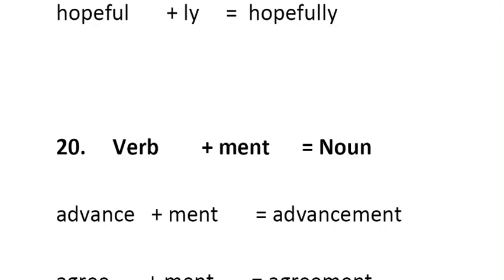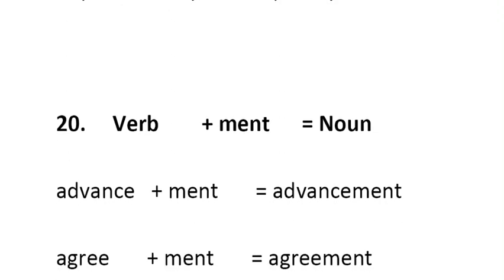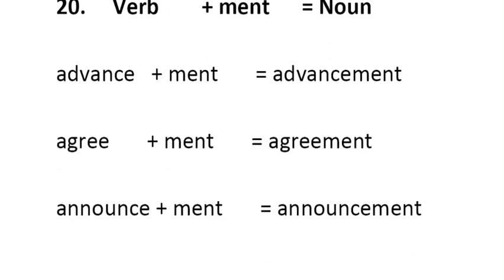Next it comes verb plus ment. Ment is a suffix, so it is added with verb. So if it is added with verb, then it becomes noun. Advance plus ment, advancement. Agree plus ment, agreement. Announce plus ment, announcement. So these are actually suffixes added with verb and it becomes noun.